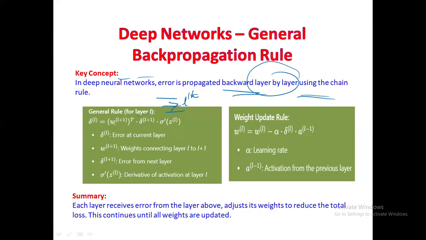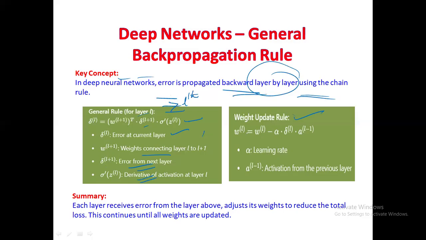Then delta to the power L equals W to the power L plus 1 transpose, delta to the power L plus 1, times sigma dash of Z to the power L. This is the error at the current layer. W L plus 1 is the weight connecting layer L to L plus 1. Delta L plus 1 is the error from the next layer, and sigma dash of Z to the power L is the derivative of the activation function.